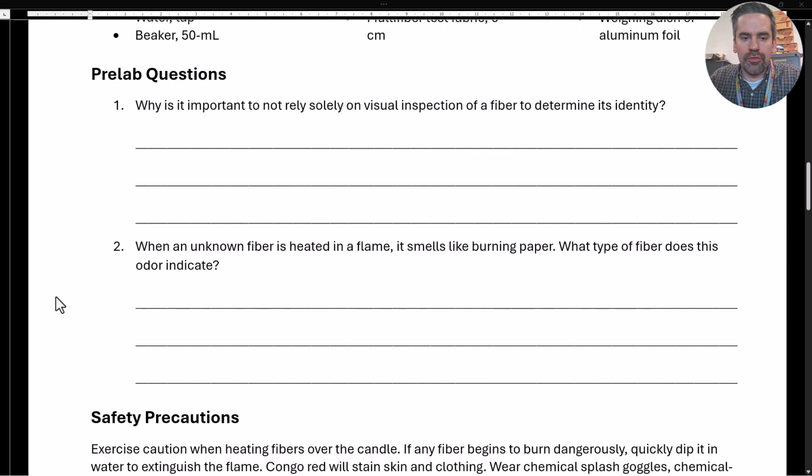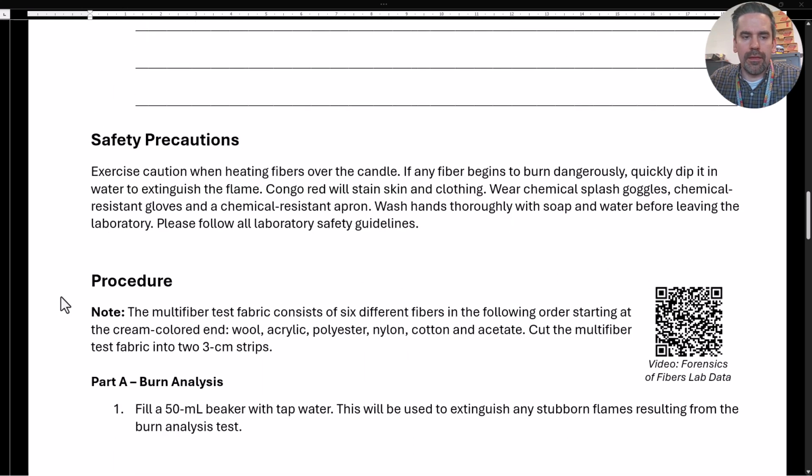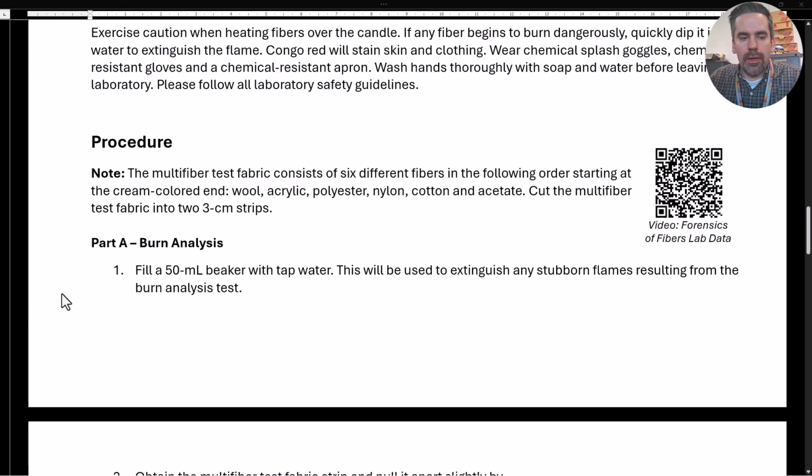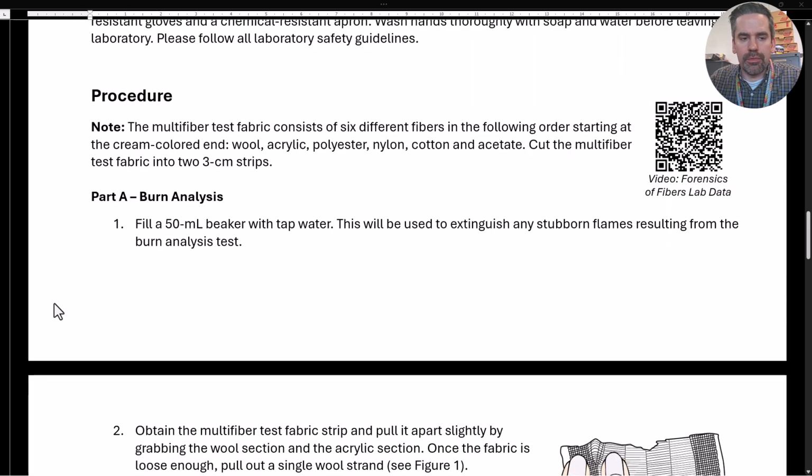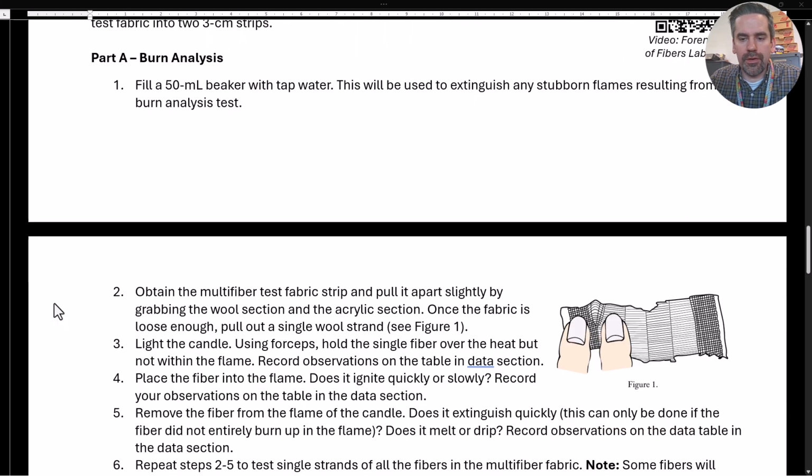And you have some pre-lab questions and some safety precautions that we will take. For our lab, we are going to use the lab data for the dyeing portion, but you will be able to burn the different fabrics that are used in this lab.